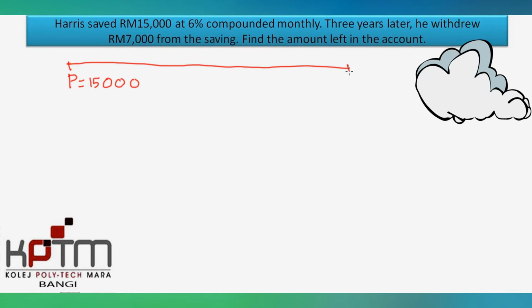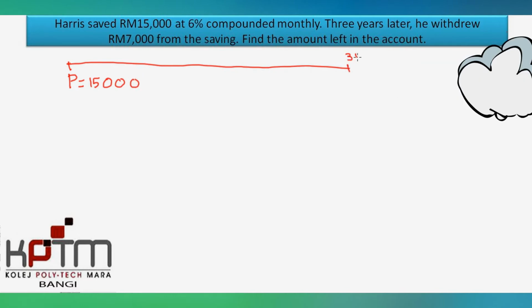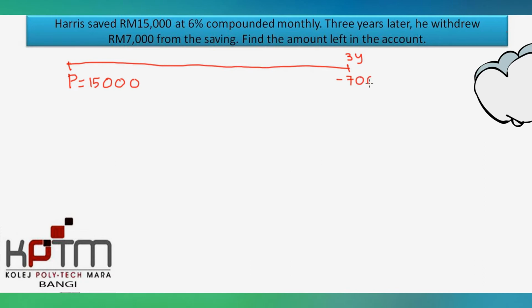3 years later, withdraw 7,000 means negative 7,000 after 3 years. The question asks to find the balance after withdrawing 7,000.